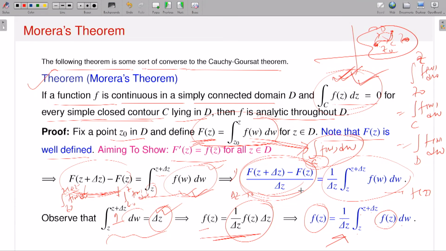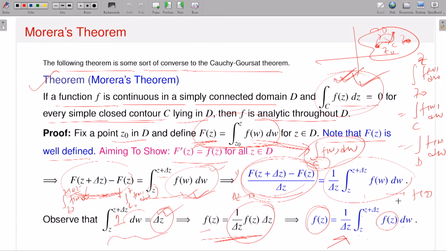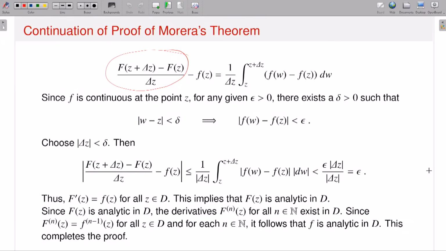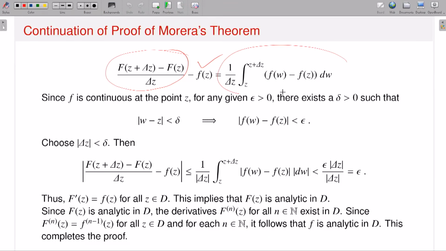So I will have the expression of this, then I will take the minus f of z, and since f of z has this kind of expression, I can take the difference in between and estimate it. I already have the expression of this object, and I know the expression of f of z, so you just have to combine them. If I combine them, you will have this kind of expression: 1 by delta z outside, and then the integral from z to z plus delta z of this object. Now what do we have to do?